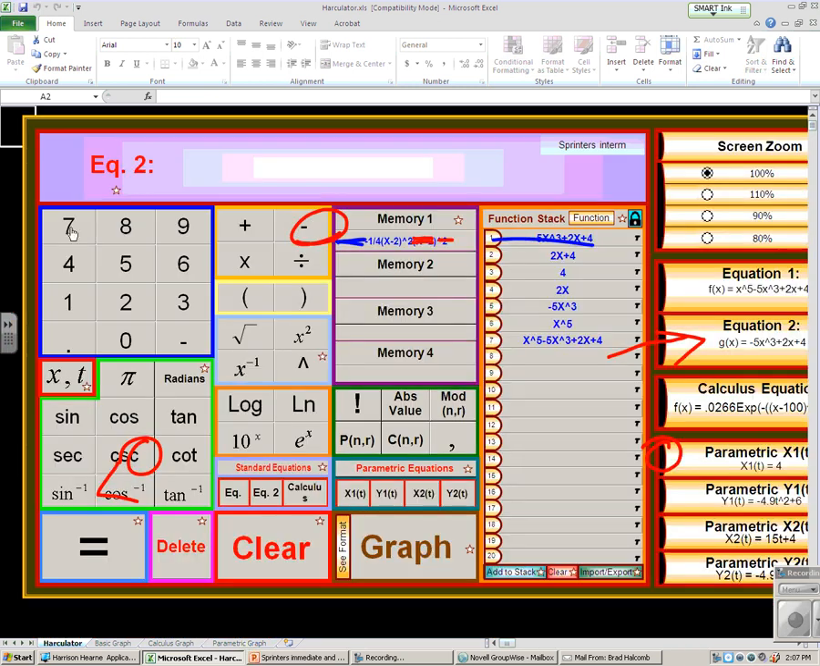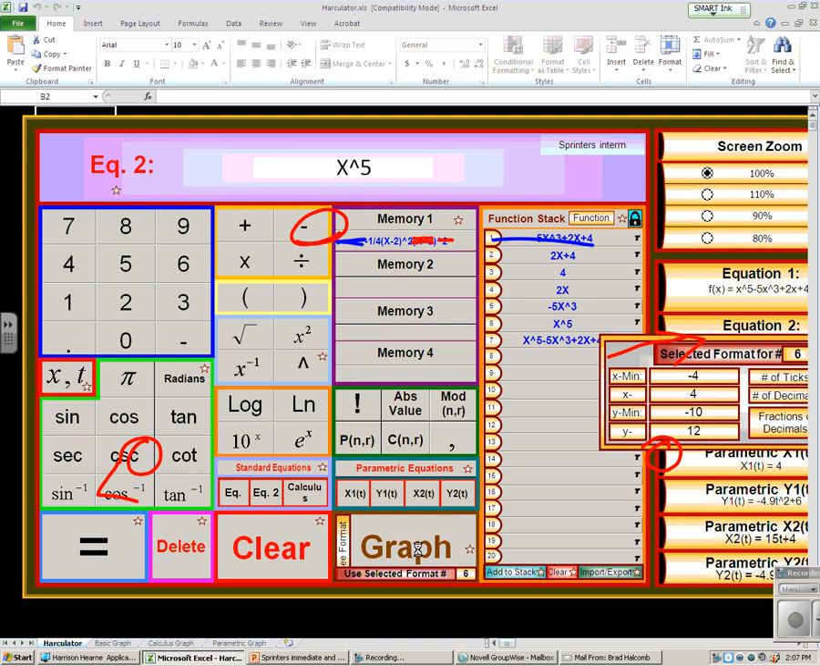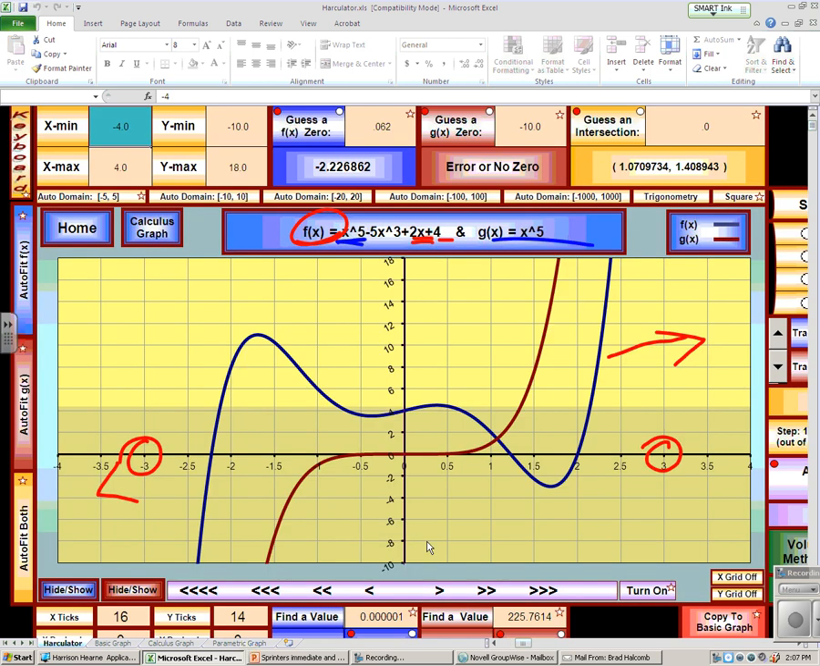So I'm going to go back home. I'm going to graph plain old x to the 5th and graph this guy. And you're going to say, well, those don't look alike at all. Well, let me start to zoom out here. I'm going to set x min to -8 and x max to 8.